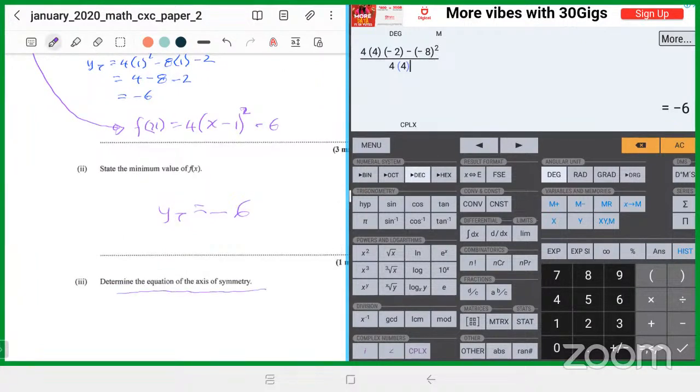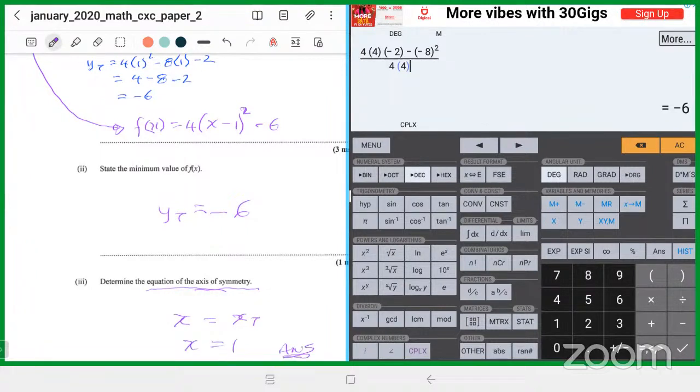Determine the equation of axis of symmetry. The equation of axis of symmetry is what? Somebody tell me. X equals 1. X equals the x_t value, which is x equals 1. That is the answer right there.